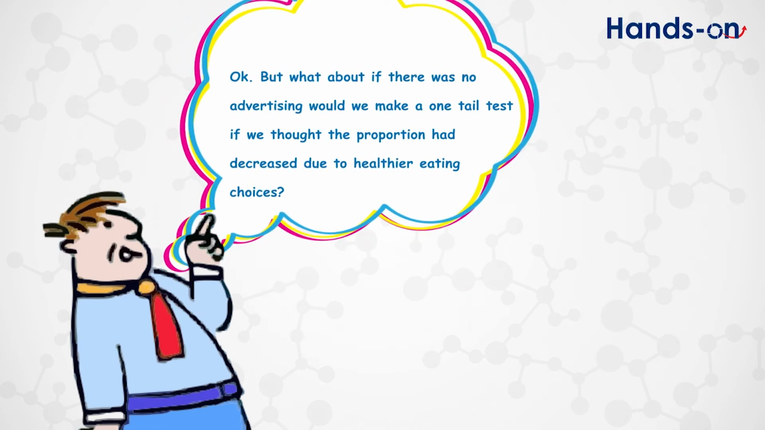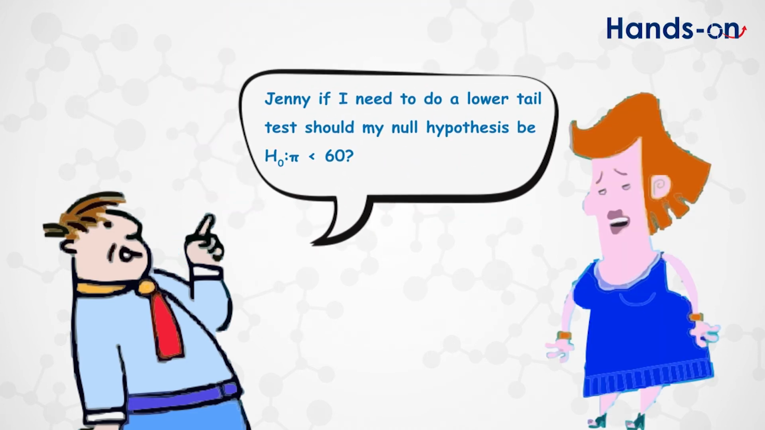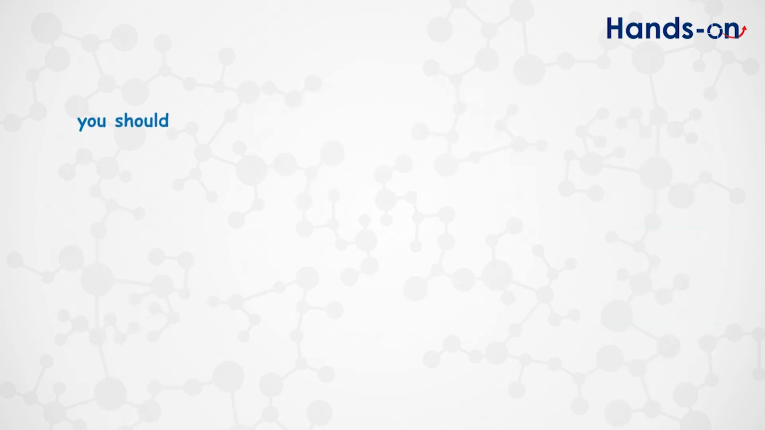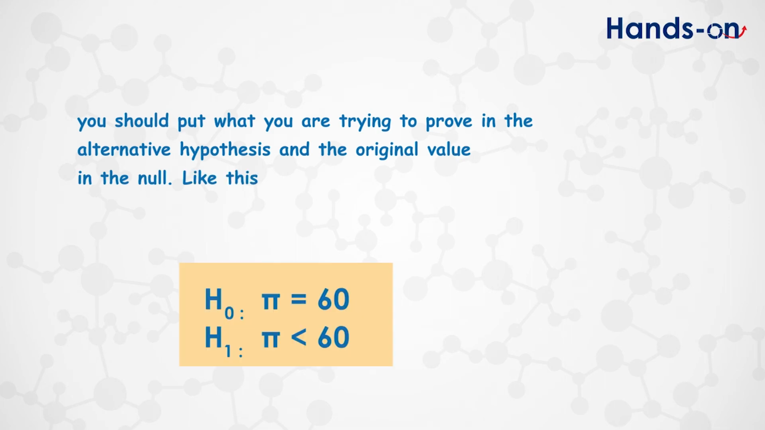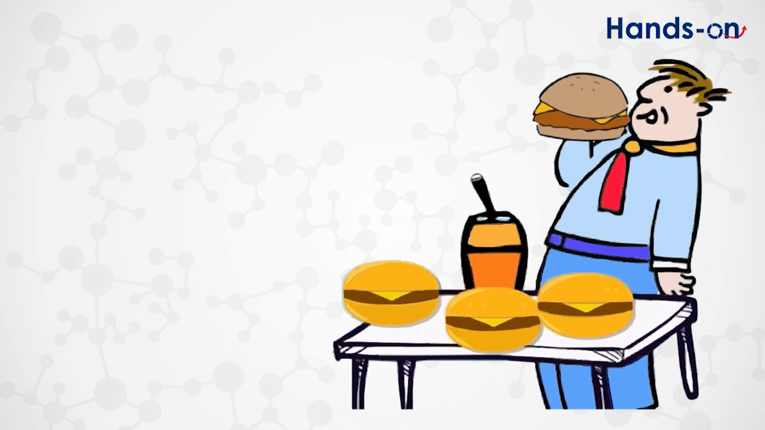Okay, but what about if there was no advertising? Would we make a one-tail test if we thought the proportion had decreased due to healthier eating choices? Jenny, if I need to do a lower tail test, should my null hypothesis be H0: pi less than 60? No, Jason. You should put what you are trying to prove in the alternative hypothesis and the original value in the null, like this. H0: pi equals 60, H1: pi less than 60.